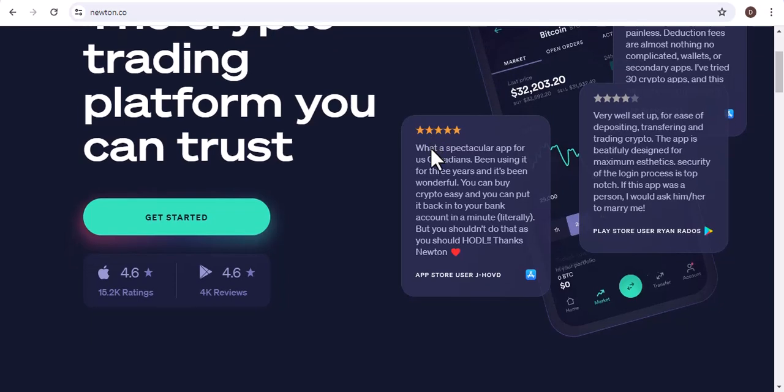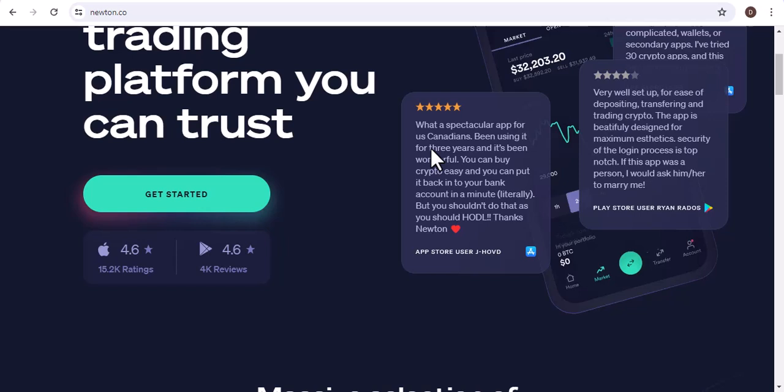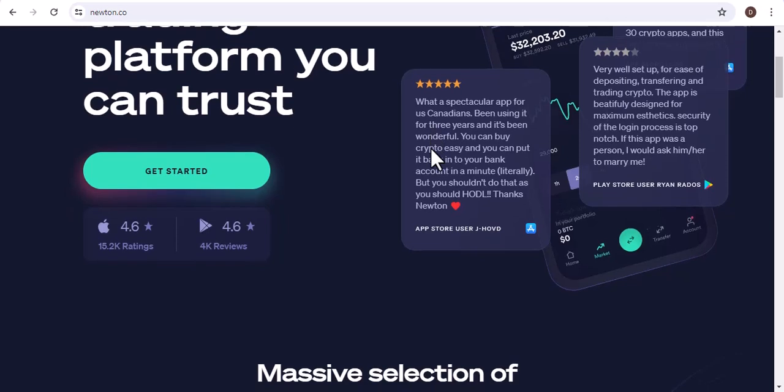Does Newton wallet support USDT? How to send BTC from Newton? I'll also provide some additional tips and information about using Newton wallet.